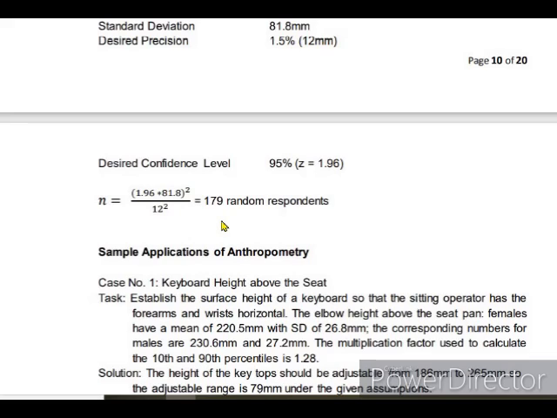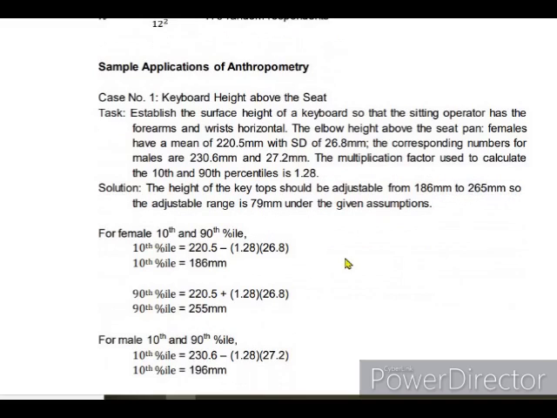Okay, it is squared. So it's equal to 179 random respondents. So that's how you get the required number of samples. Okay. Next, sample applications of anthropometry.